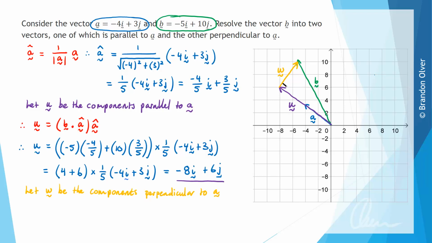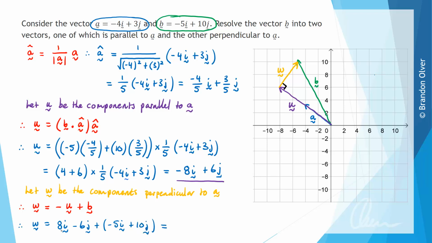So importantly, that means that this is going to be a right angle just in here. So to calculate w, we need to look at the diagram that we have. So we're going to go negative the vector u, which we just found, plus the vector b should give us the answer that we're after. So therefore, the vector w is equal to, and negative u is going to be plus 8i. So we're going to have 8i, and then we're going to have minus 6j, and then we're going to add on to that the vector b, which is minus 5i plus 10j.